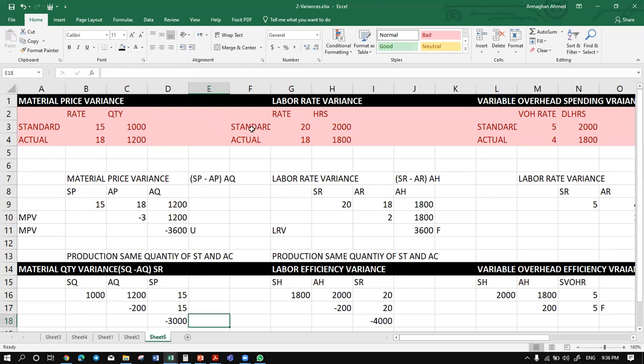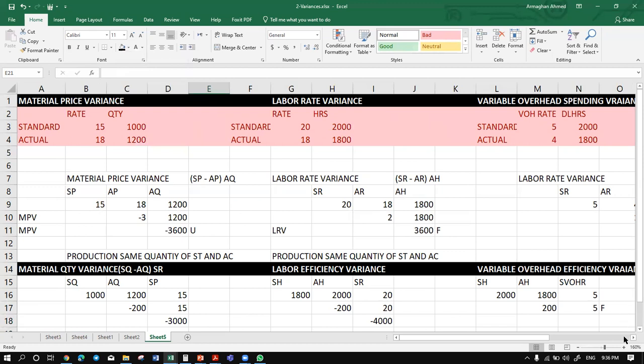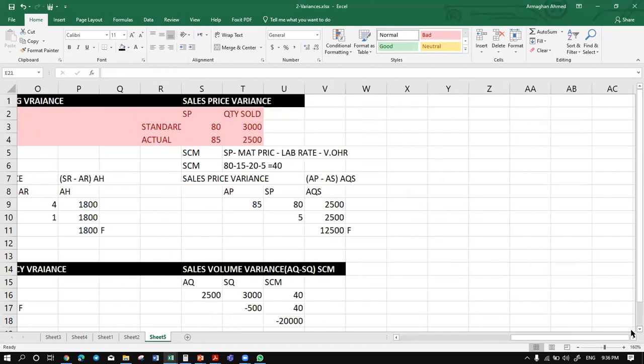Basically, we have, yes. Can you go to the sales volume variance, sir? I need to note it down. Sales volume variance.